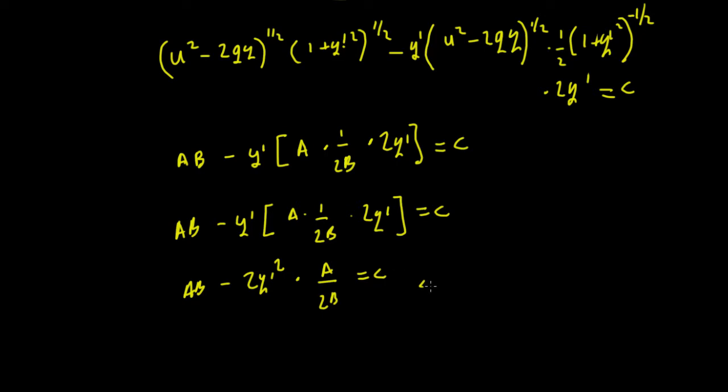So therefore we can say that c equals, if we take a common denominator of 2b, say what do we do to that value there to get 2b? You have to multiply it by our 2b, so you're going to end up with our 2ab squared minus 2y derivative squared times our value of a.